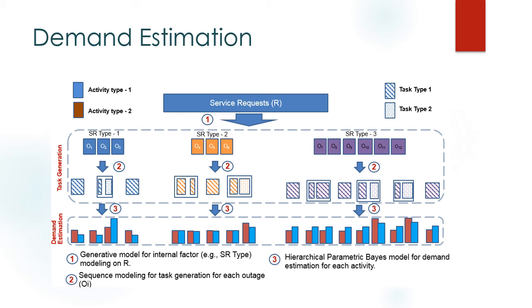An activity sequence is generated for each task using the hierarchical Bayesian model. For each activity, we produce unbiased resource demand estimates. Finally, the resource demand estimates are aggregated to the service request level and reported.